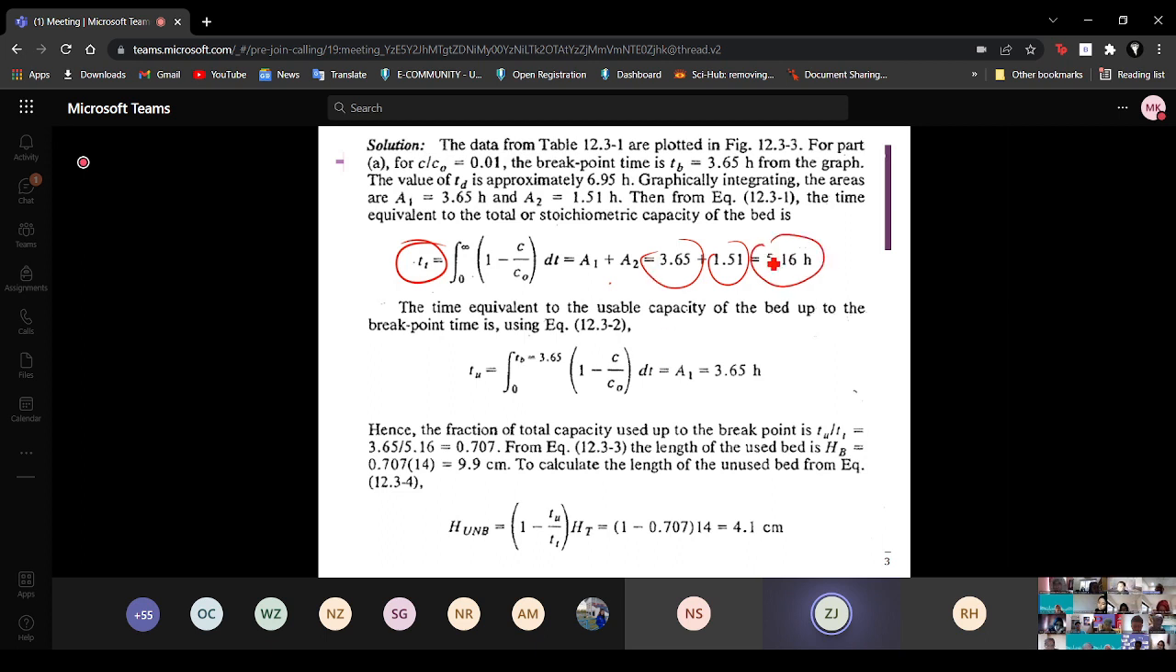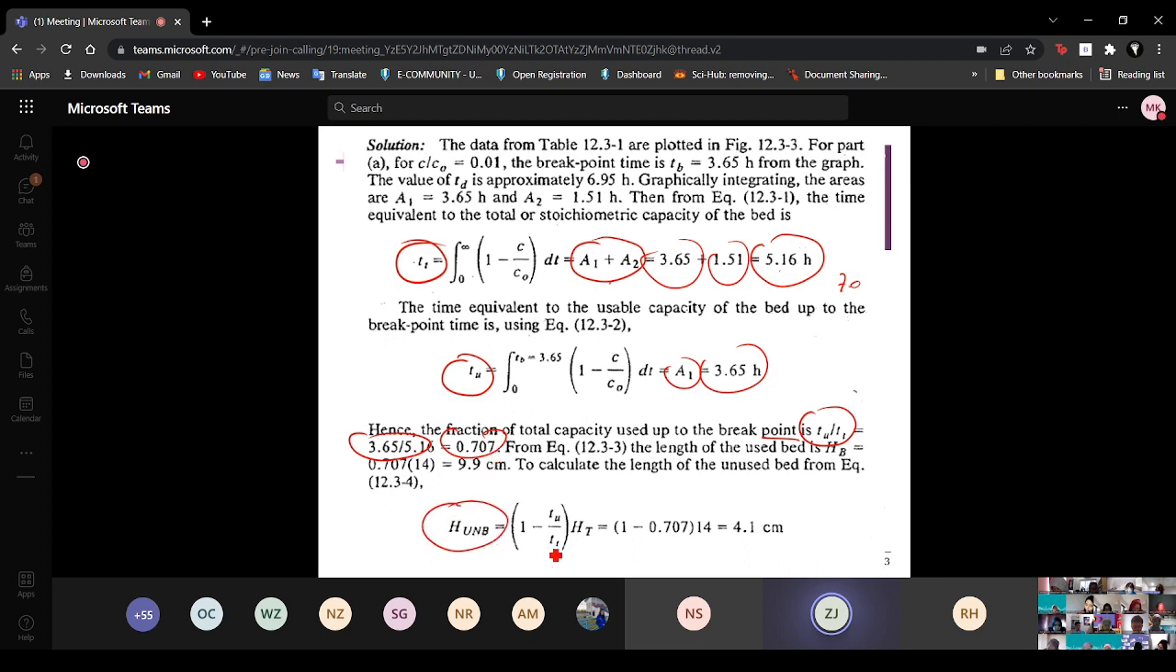So you've got this one. You get TT. You see that if you take everything, you get 7.0, but when you calculate correctly the area above the curve, you get just 5.16 here. You see the difference? So that makes a difference. You thought you would get marks for working, but there's no credit because the answer is wrong. So the working is also wrong, so it's 0 marks. Very simple. So TU is area A1, which is 3.65. To get the ratio of TU over TT until the breakpoint, you just divide 3.65 by 5.16, and you get 0.707.